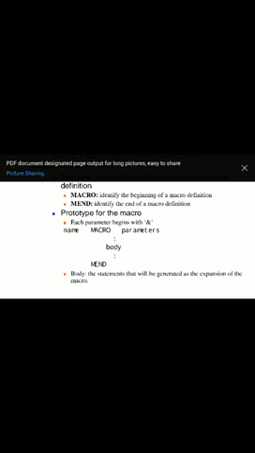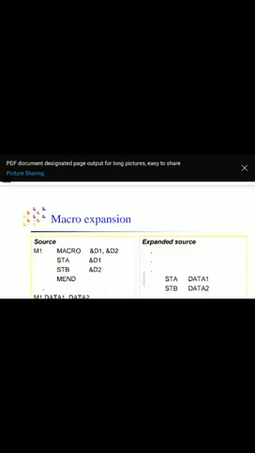Each parameter is going to be preceded by an ampersand. It means you have to give an ampersand followed by the name of the parameter. Then in between MACRO and MEND, whatever statements you write are called the body of that macro, and this body of a macro is going to be replaced whenever you call it. You can see some examples here.